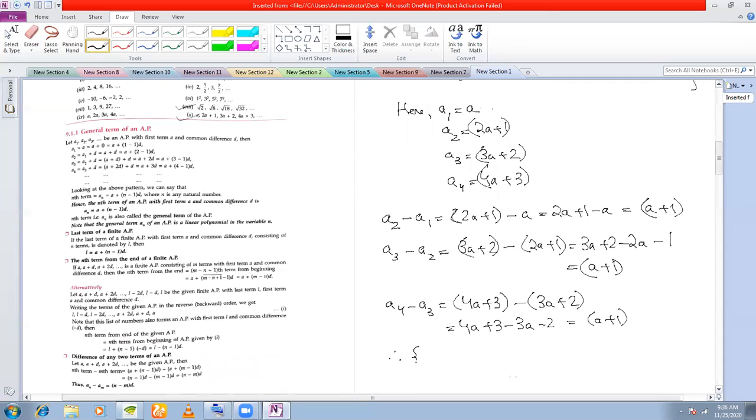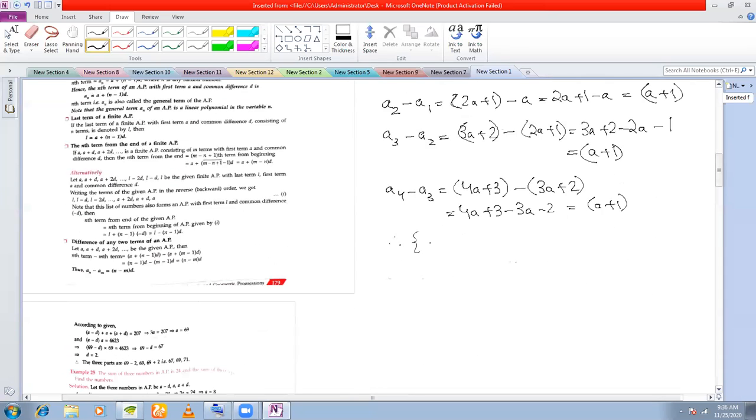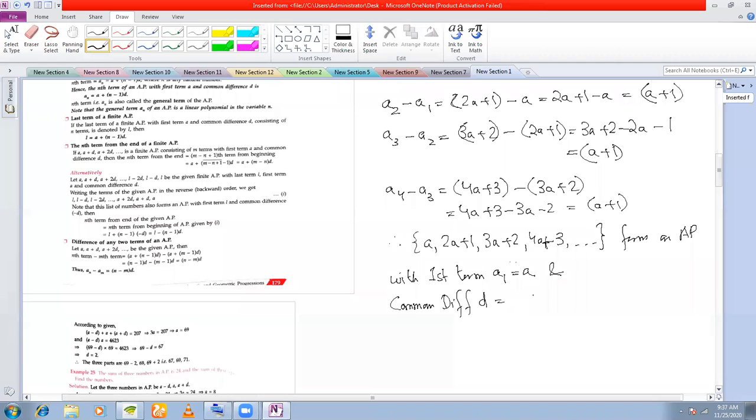So therefore, this A, 2A plus 1, 3A plus 2, 4A plus 3 forms an AP with first term A1 equal to A, and common difference D equal to, let's say, A2 minus A1, or you can take A3 minus A2, which is equal to A plus 1. That's it. Okay, so I stop here for today.